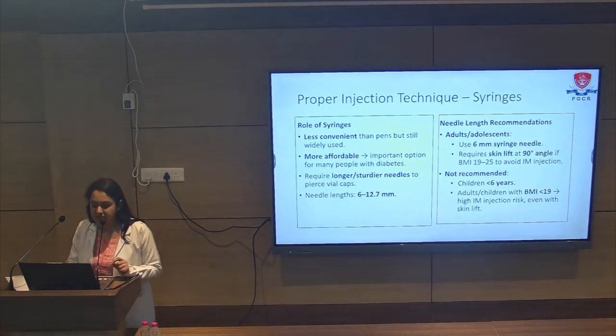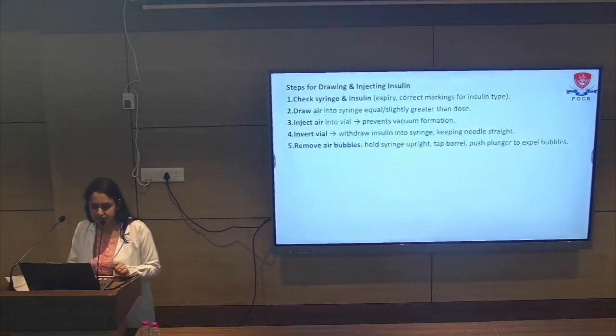We require skin lift at a 90-degree angle if the BMI is 19 to 25 to avoid intramuscular injection. It is not recommended for children less than 6 years, and adults or children with BMI less than 19, because of high intramuscular injection risk, even with skin lift.